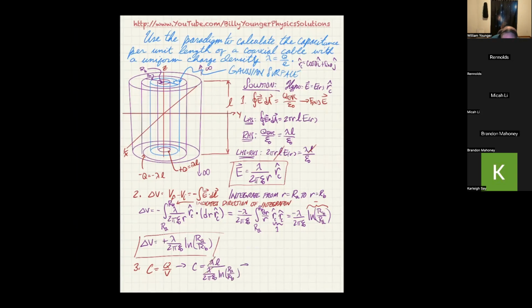As I told you, capacitance should never have any charge type symbols in it. So we find that the capacitance for a coaxial cable, notice I'm going to divide both sides by L, so it's capacitance per unit length. So the capacitance per unit length turns out to be 2 pi epsilon naught divided by the natural log of RA over RB. And that's it.